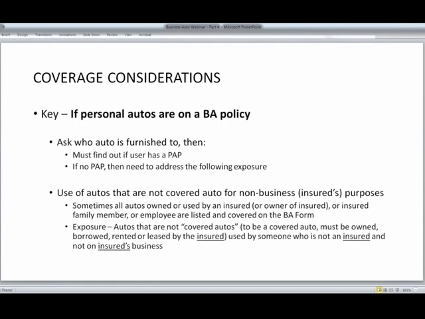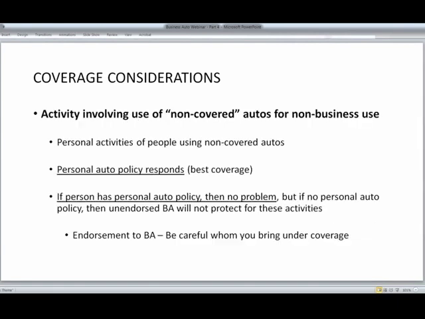There's an accident, using the neighbor's vehicle to tow the boat on the weekend. Now the coverage that the employee, or the person named in the coverage for that vehicle, would get for use of that vehicle will be covered under the policy on that vehicle as a permissive user. But if there's no coverage, they would have no coverage on the commercial policy because it was not owned, borrowed, rented, or leased by the insured and being used for the insured. So it's personal use of vehicles. It's activities involving use of non-covered autos for non-business use, personal activities.